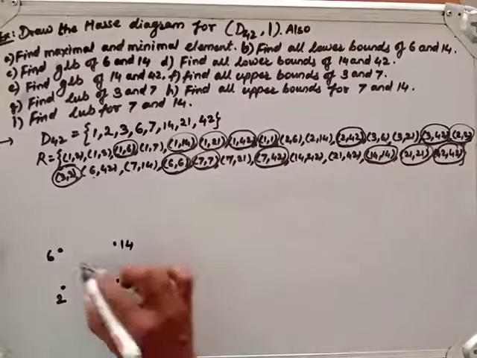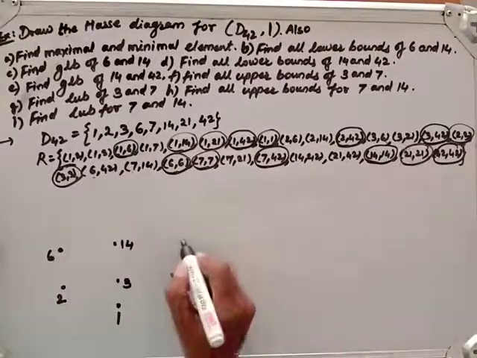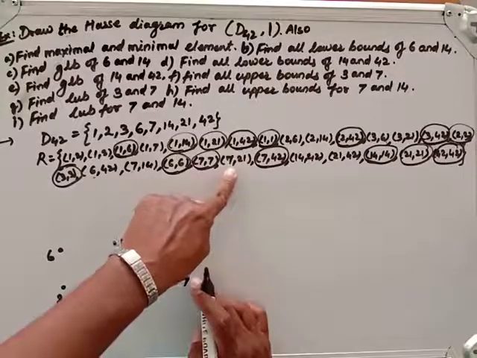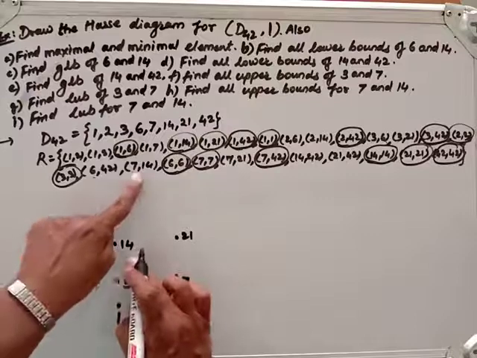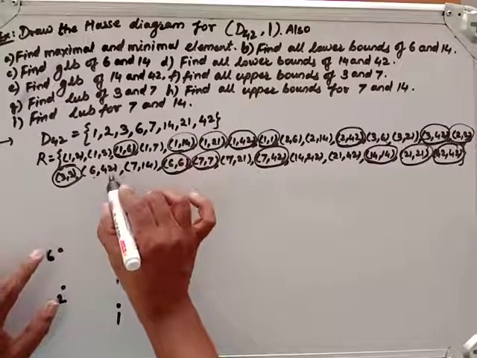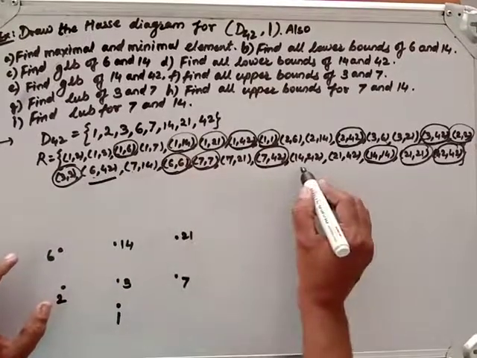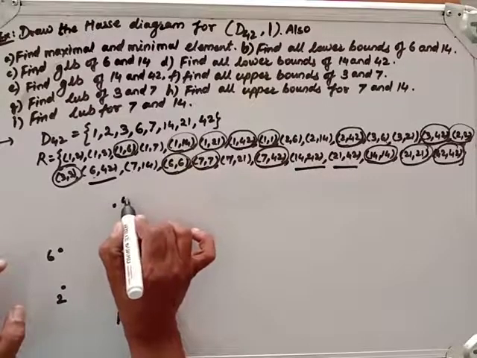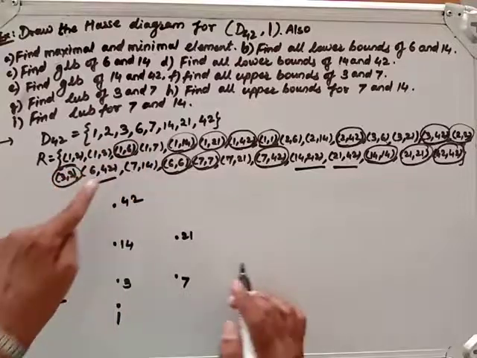3 related to 6, it is here. Now 3 also related to 21. So let me write 21 here. Look at 7 also related to 21. 7 also related to 14. So fine. Now 6 related to 42, 14 related to 42, 21 related to 42. So let me write a 42 here. So all elements have been covered.